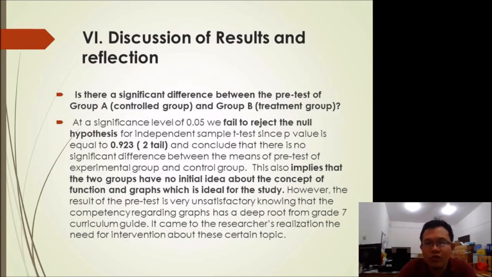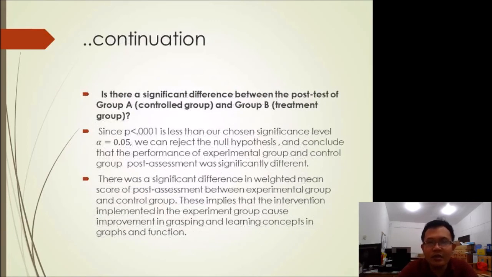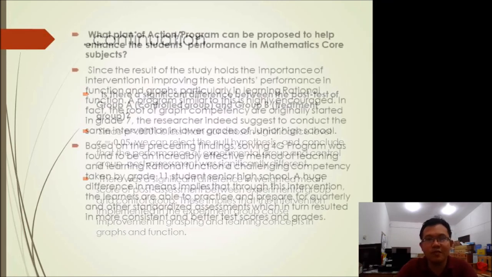Here we can conclude that the two groups have no initial idea about the concept of function and graphs, which is ideal for the study. So here, the two groups have the same mean in terms of their pre-test. And next, after the intervention, we conclude that there is a significant difference after the intervention. It is shown by the p-value in significance testing using the post-test.